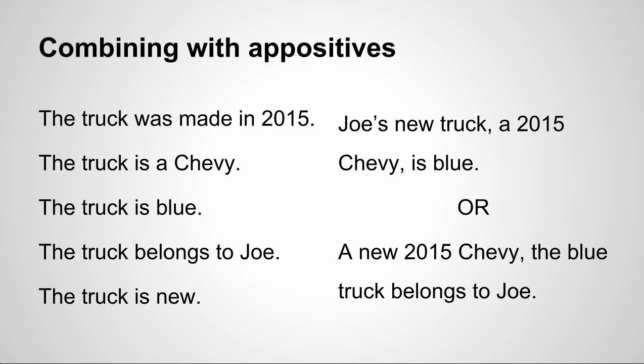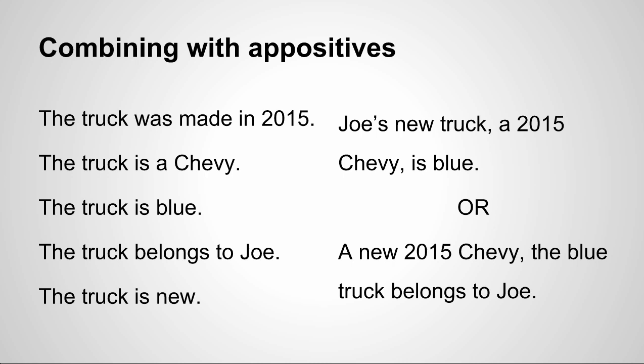So we have the kernel sentences over here on the left side about a truck, and then we have our combined sentences, 2 combined sentences on the right. So I could say Joe's new truck, a 2015 Chevy, is blue. I could also say a new 2015 Chevy, the blue truck belongs to Joe.